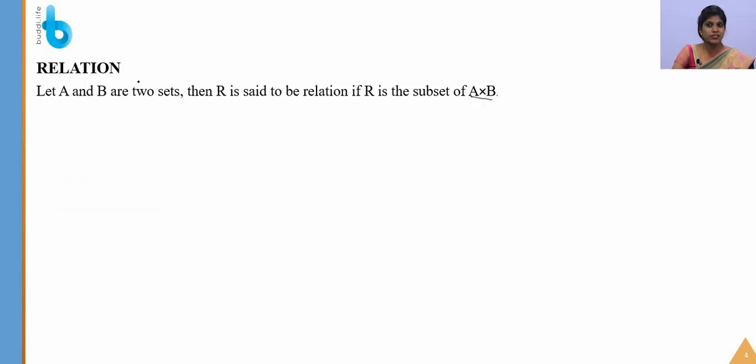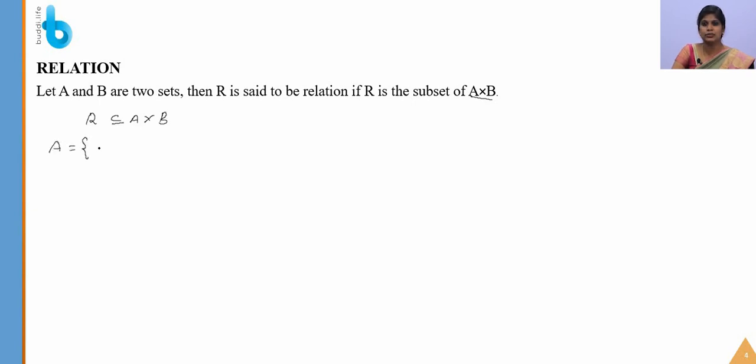Next, we'll see the definition for relations. Let A and B be two sets, and R is said to be a relation if R is a subset of A cross B. That is, when R is a subset of A cross B, then we can say R is a relation. That is, if R is a subset of A cross B, then R is totally contained in A cross B. For relation also, we will see an example.